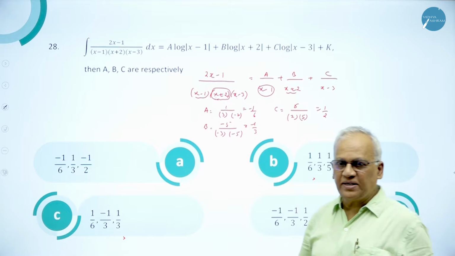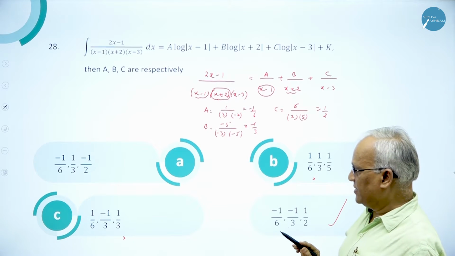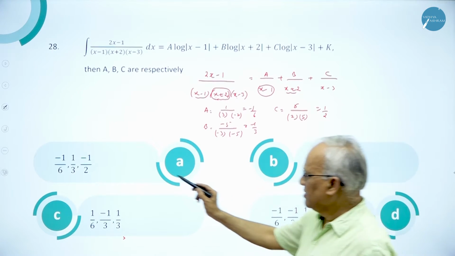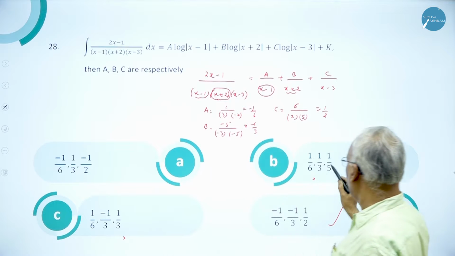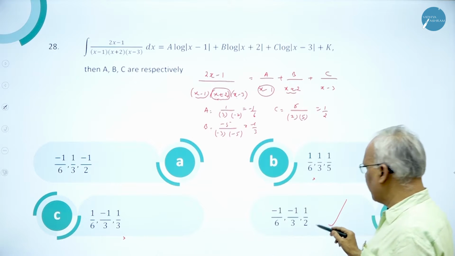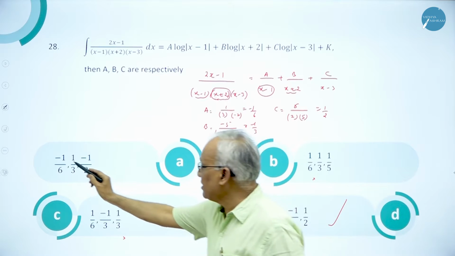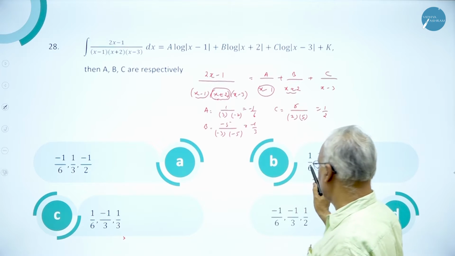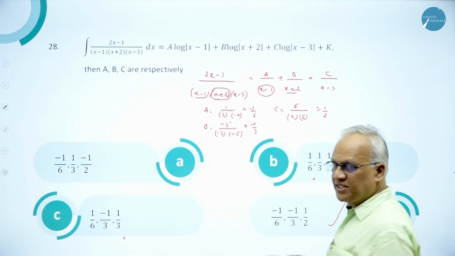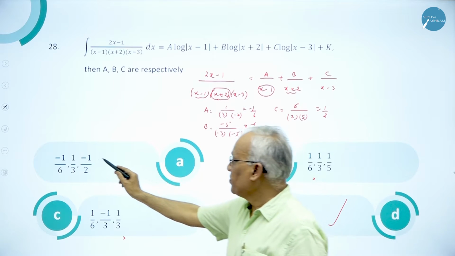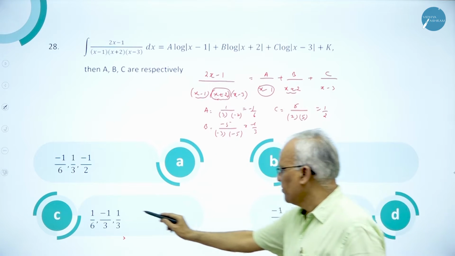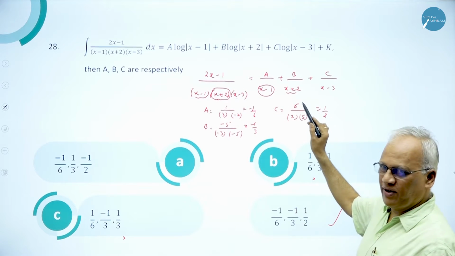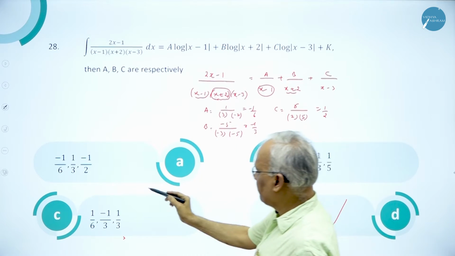But what is the better method? Just analyze all the 4 choices, A, B, C, D. See the coefficients: minus half, 1 by 5, 1 by 3, 1 by 2. They're all different in this position. But if you see the first one, minus 1 by 6, minus 1 by 6, or 1 by 3, 1 by 3, you cannot distinguish. But if you see the C value, minus half, plus 1 by 5, 1 by 3 and 1 by 2, they are all different. Therefore, it is not necessary to find all the values of A, B, C. Just find C now because they are all different.